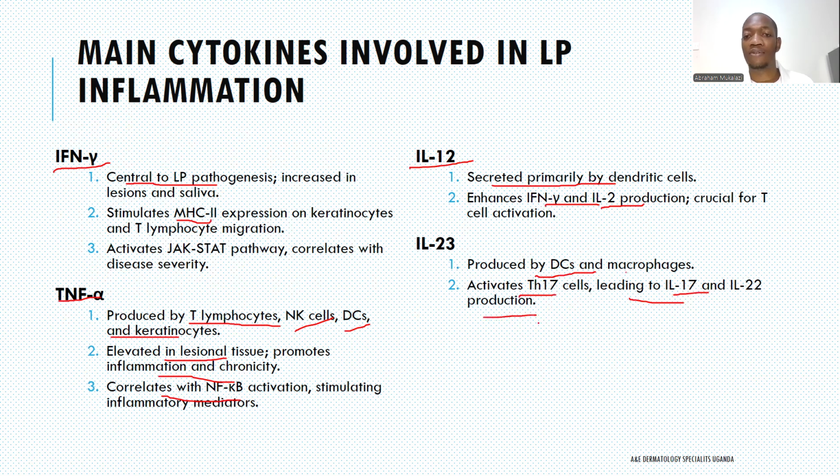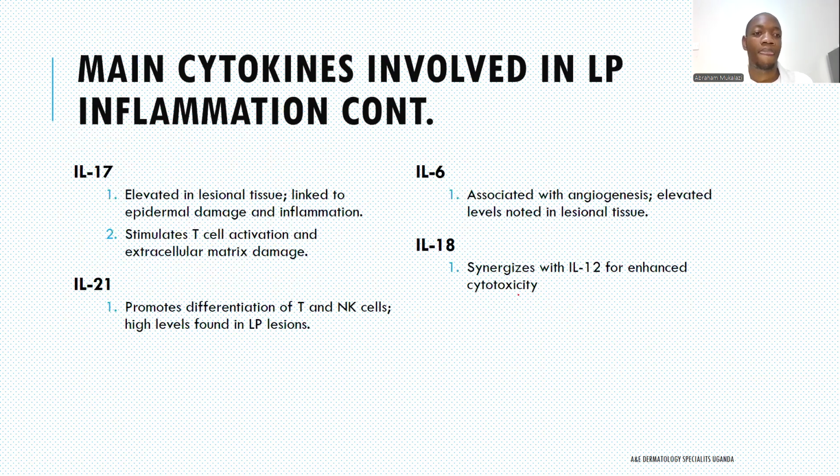We know interleukin 17 and 22, they promote inflammation in the area. So interleukin 17, once it is there, it will stimulate more of the damage of the keratinocyte and promote more inflammation. And it is also thought to stimulate T cell activation as well as extracellular matrix damage.